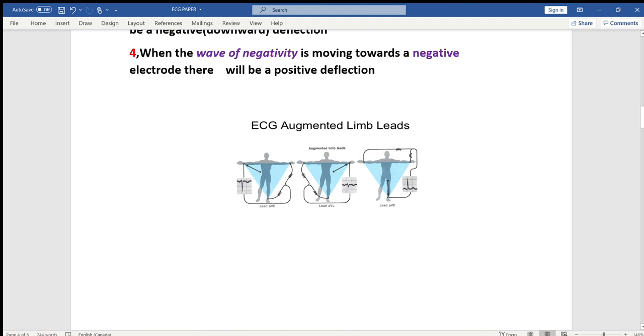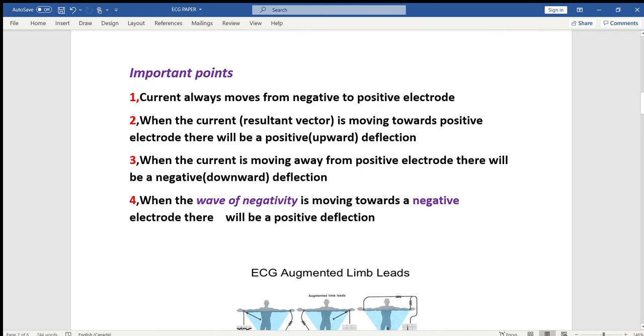Now a few words about your augmented limb leads. And this was all about the first important point: current always moves from negative towards the positive. Second, you judge the current by making a vector analysis, and when the resultant vector, after adding up the total of them, which is a term from physics, is moving towards the positive electrode, which is a recording electrode, there will be a positive or upward deflection. This is a thumb rule. Remember this. All these four points you have to memorize.